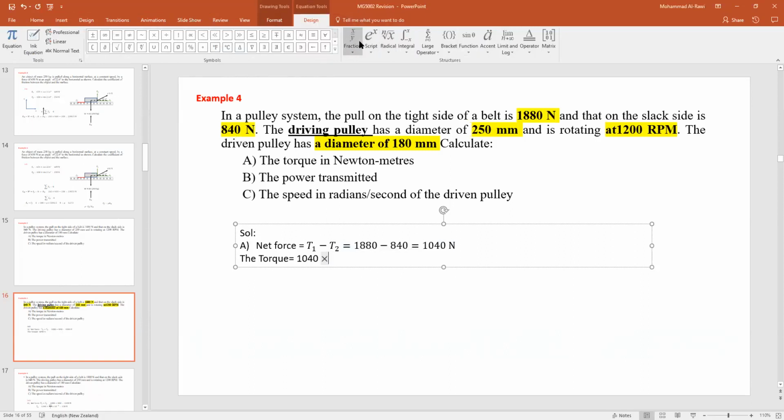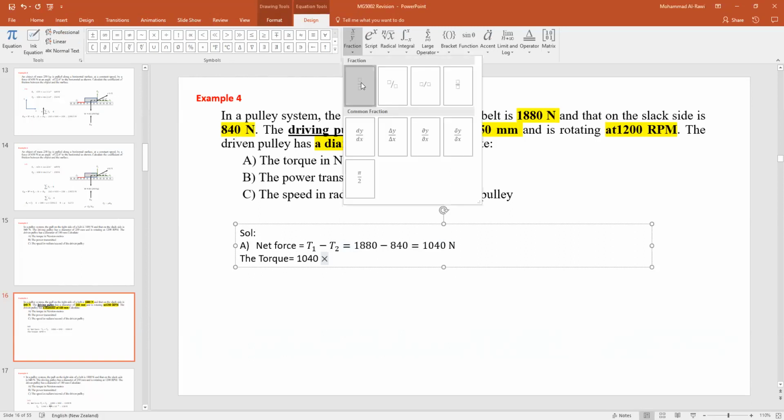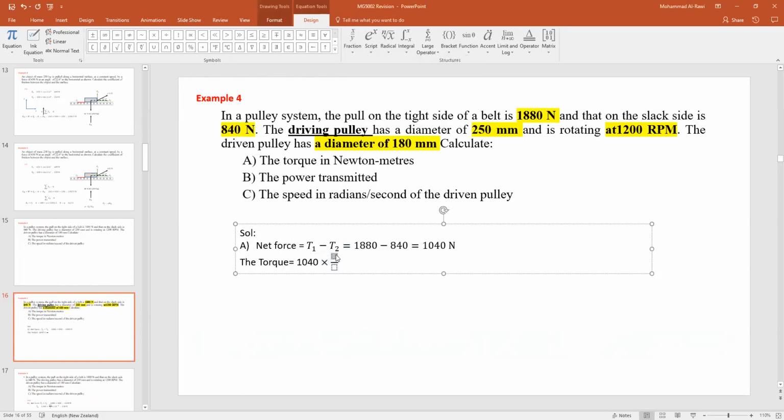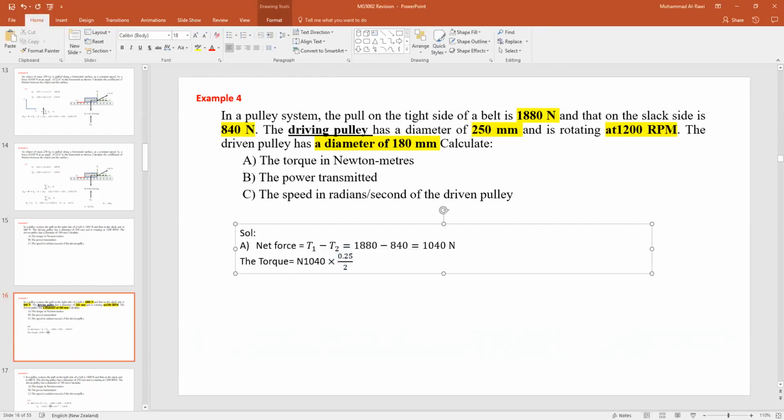Here's where you need to find it out very, very carefully. First of all, the diameter is given to us in millimeters, so I need to change that to meters. So 250, I'm using my calculator, divided by 1,000, that will give me 0.25. And since I want it at the center of that pulley, that will be divided by 2 to treat it as a radius.